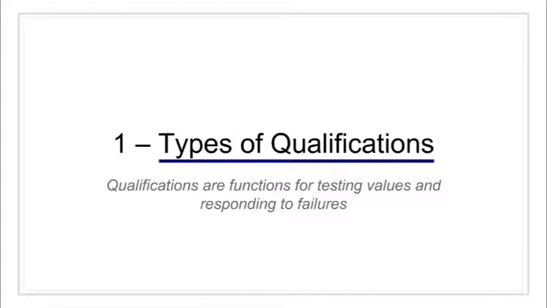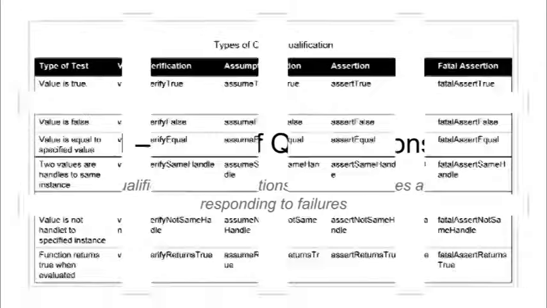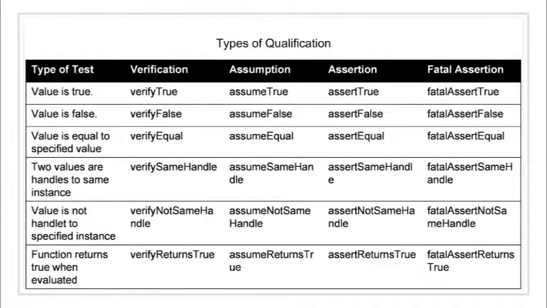These are the functions that test the values and respond to failures. As I have discussed in the previous video, there are 4 types of qualifiers. First is verification that produces and records failures without throwing an exception. This means that the remaining test will run to completion.